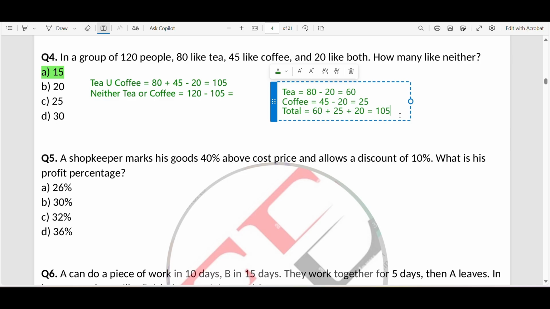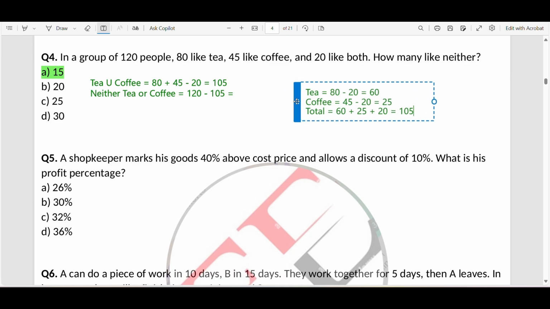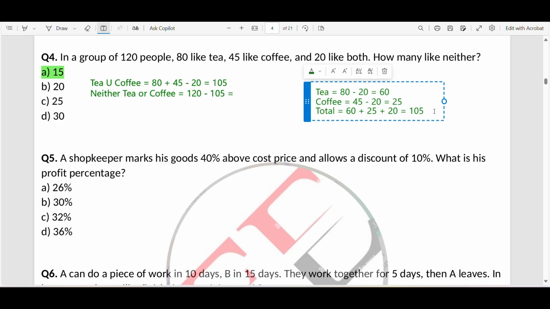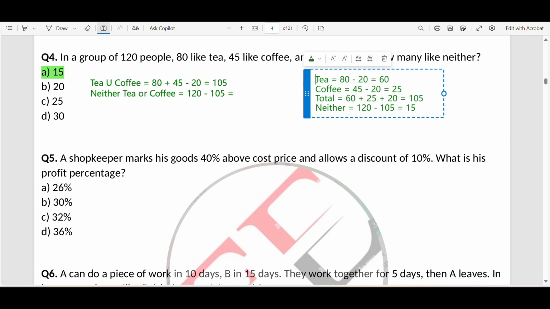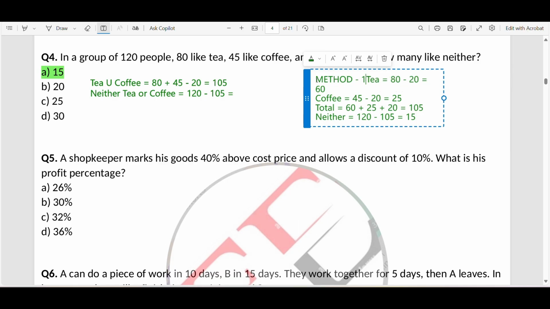So 105 people like any of these, right? And who doesn't like anything? Neither. See, from 120 people, 105 people like something, tea or coffee or both. But when we subtract it, the 15 members do not like anything, right? This is method 1.